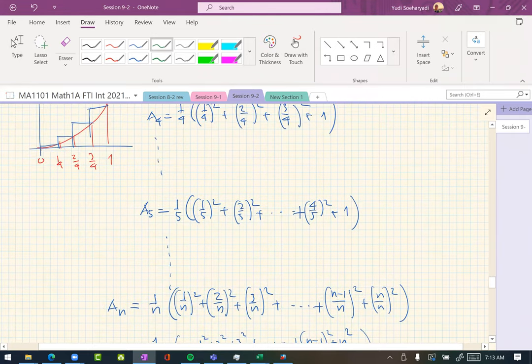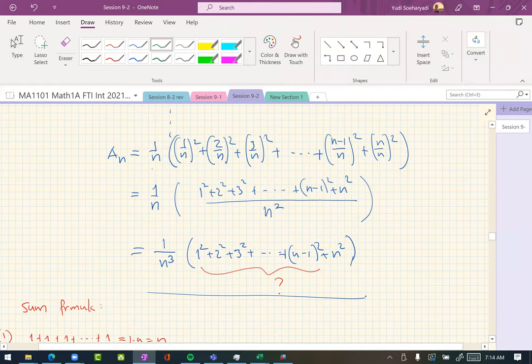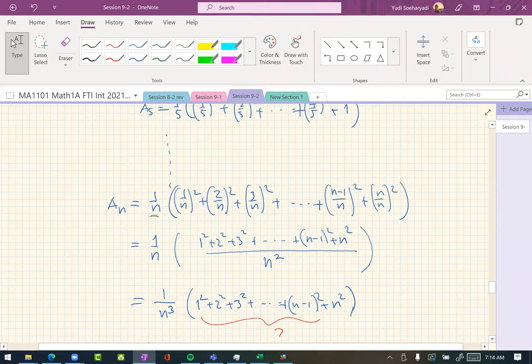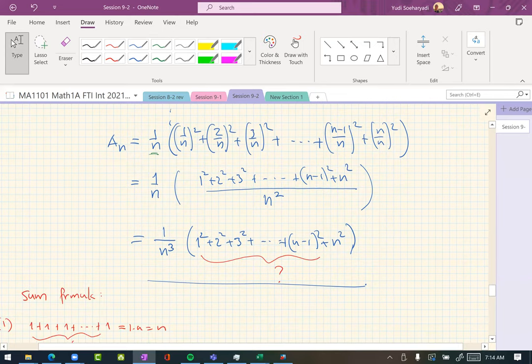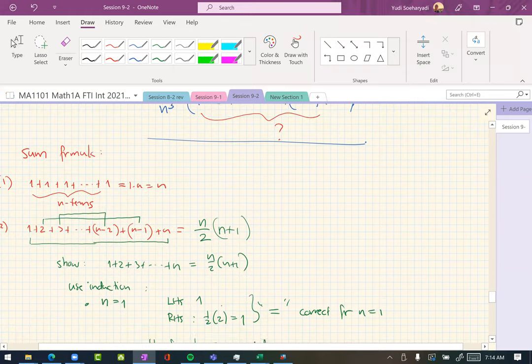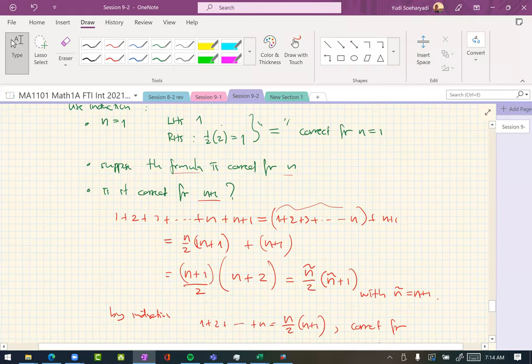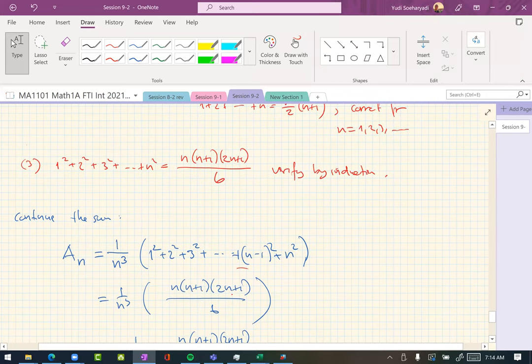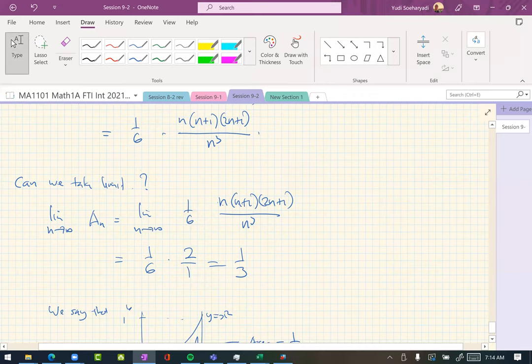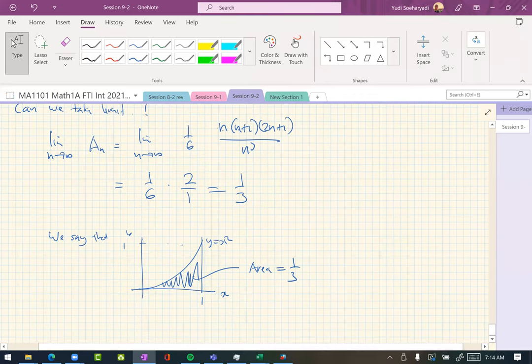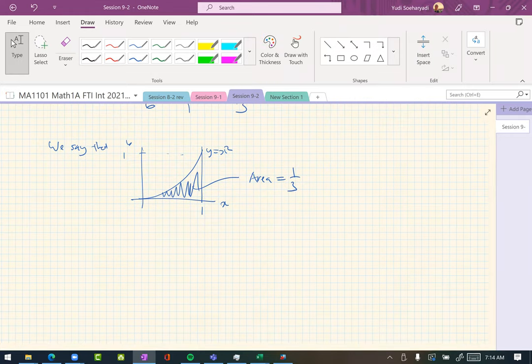So this interval of length one is divided into n equal parts, each of width one over n. And the height, because it's a square, we have to square this one and sum them up together. And then we have this sum formula here. You can plug in the numbers and then you end up with this one term. So that's basically the method that we will use. All right, so that's what we had last time.